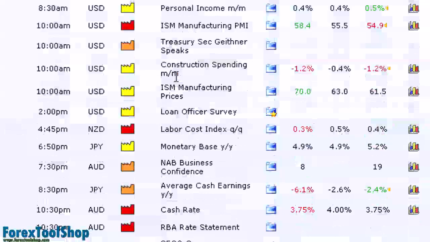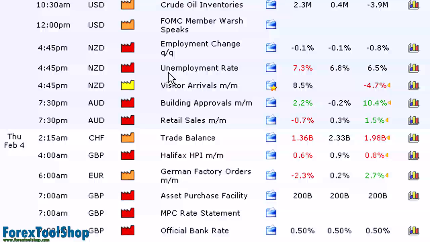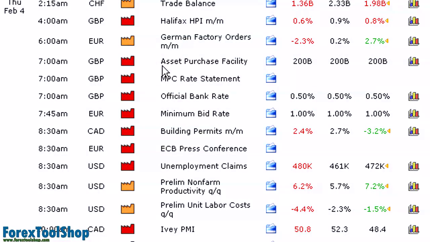So using fundamental analysis gives you a better understanding of the underlying factors for which a currency is moving up or down.